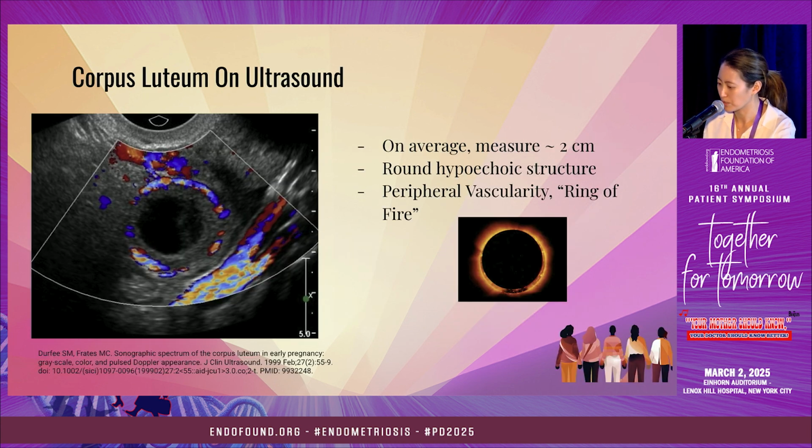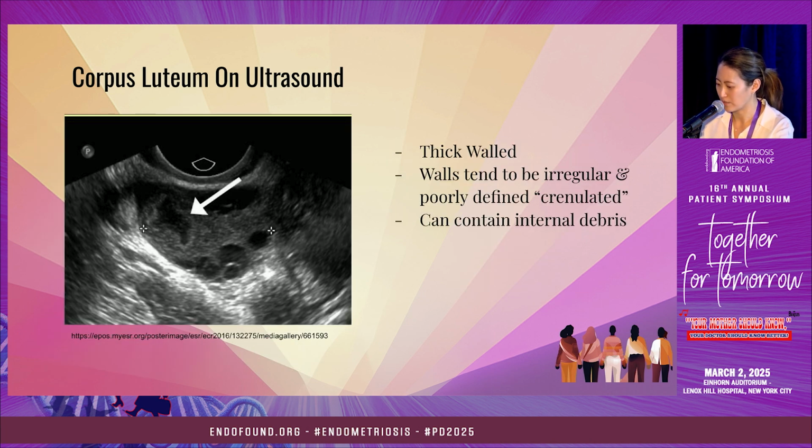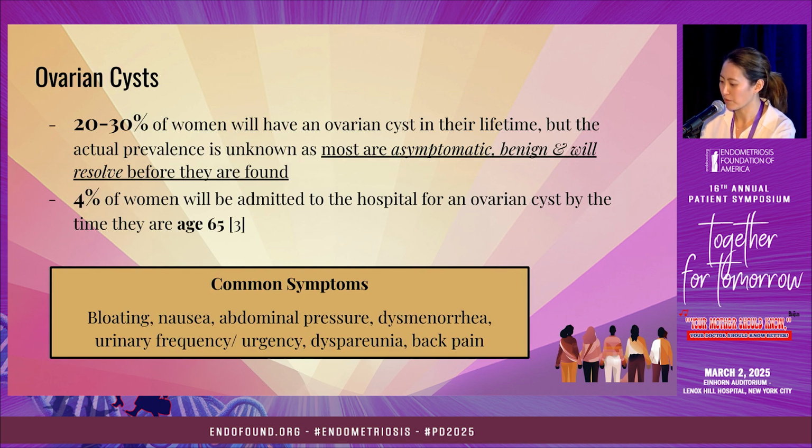This is what a corpus luteum looks like on ultrasound. There are a couple of appearances, but on average it measures about 2 centimeters. It's a round hypoechoic, meaning low-echo, structure. It has peripheral vascularity, meaning vessels on the outside, giving it a ring of fire sign. It can also look like this, which is what it looked like in the drawing. It's thick-walled, and those walls tend to be irregular and poorly defined. It looks like it's collapsing in on itself. Remember, those are the things that are normally happening anyway.